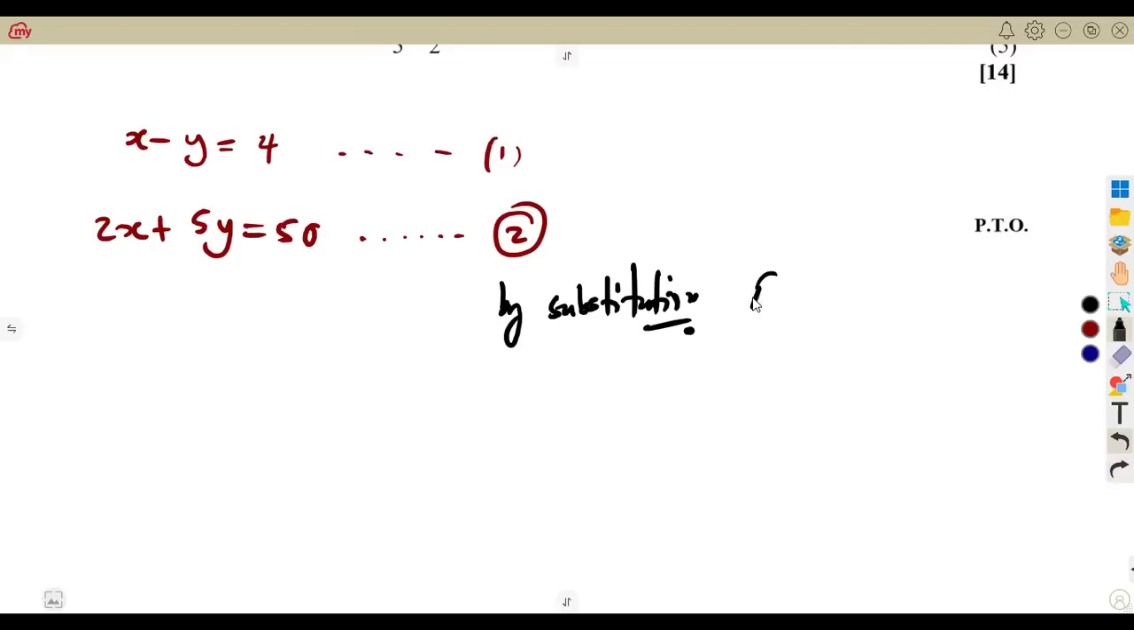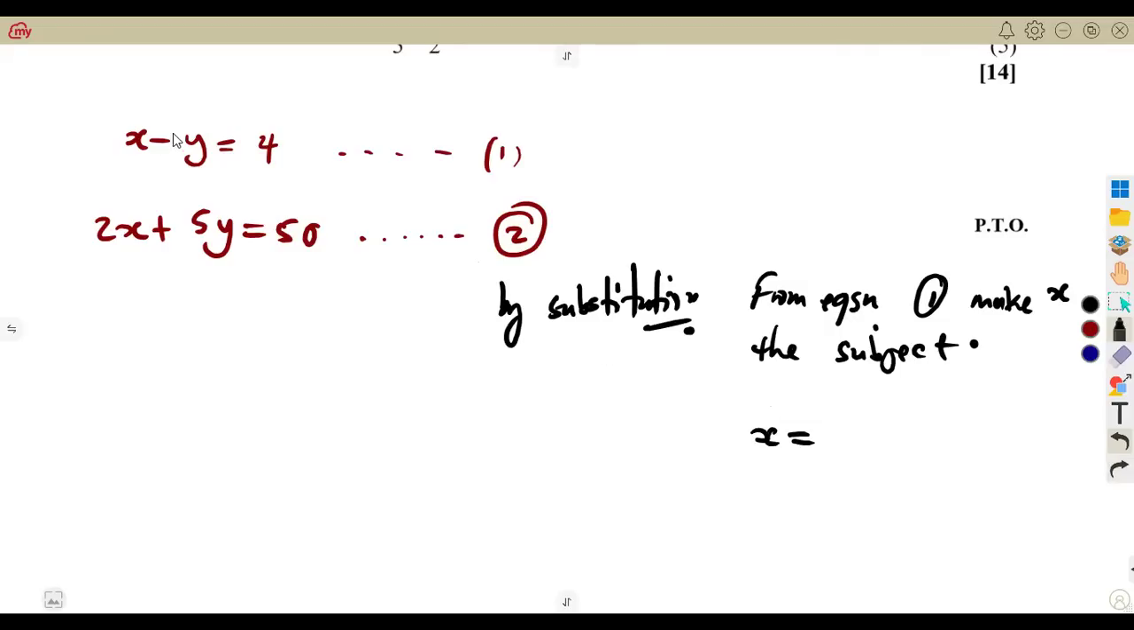So from equation 1, I'm going to make x the subject of the formula, meaning I'm going to take the minus y to the other side. It becomes a positive. So x is equal to 4 plus y, or y plus 4. It's up to you, it is just one and the same. So this is another equation. You can call this equation 3. We made x the subject from equation 1.